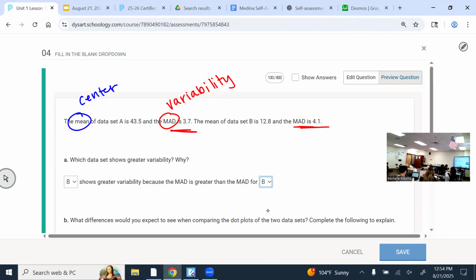B shows greater variability because the MAD is greater than the MAD for A. So even if you forgot that, you can kind of use the blanks to help you. It's the one with the greater MAD, which was data set B anyway.